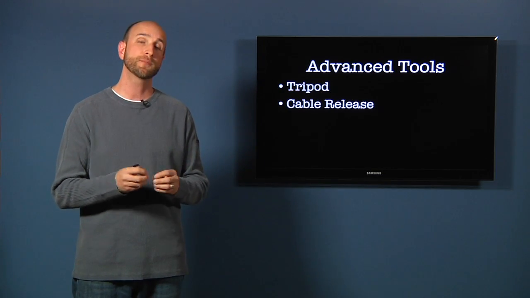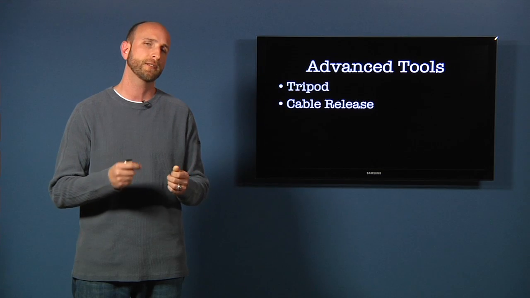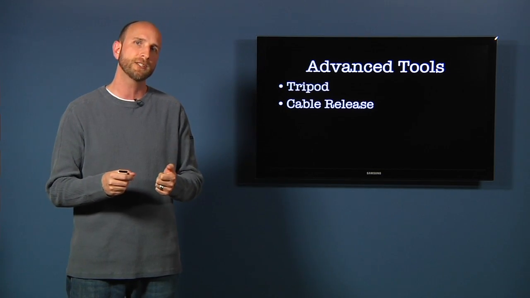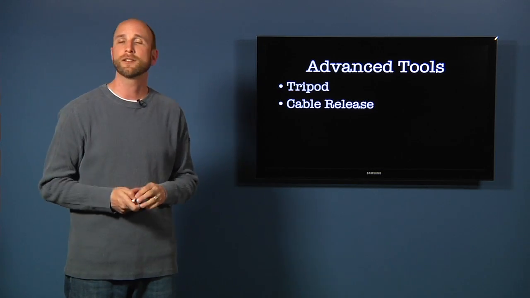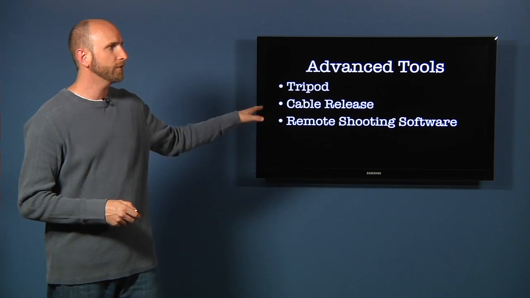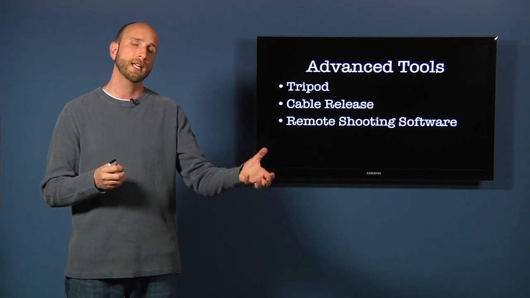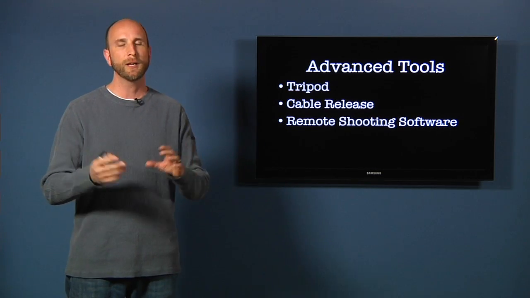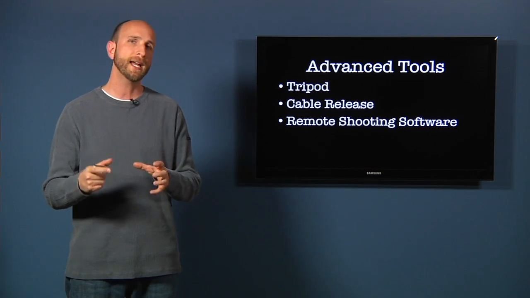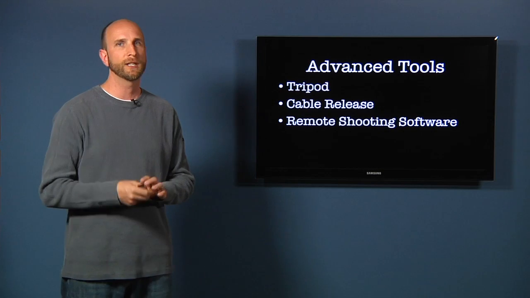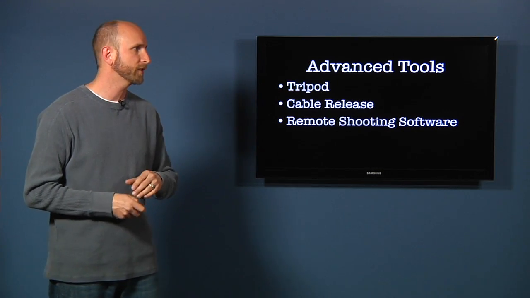Now a cable release that's programmable is going to allow you to tell your camera to take pictures at certain intervals, and if you're just doing stop action, it's going to make sure that you don't shake your camera. Or you can use some remote shooting software, and this is software that allows you to control your camera from your computer. And most brands come pre-packaged with a disc that has some kind of remote shooting software. So that's really nice that you can get this for free in most cases.